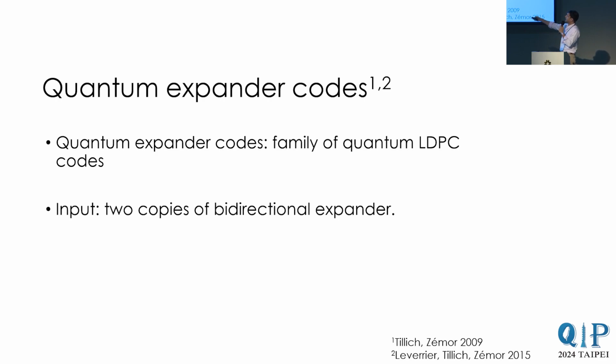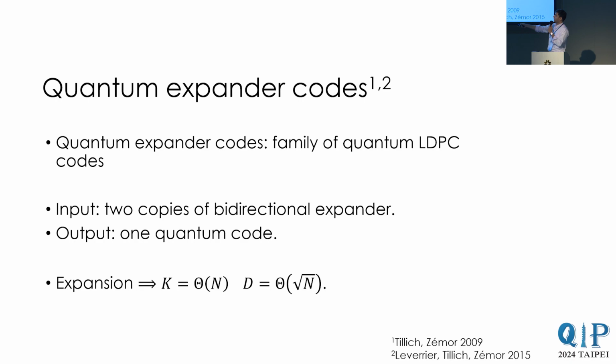How does it work? This construction is this meat grinder which accepts as input two copies of this bidirectional expander, and it's going to spit out one quantum code. In particular, if the two input graphs are sparse, meaning they have constant degree, then the output is going to correspond to a quantum LDPC code.